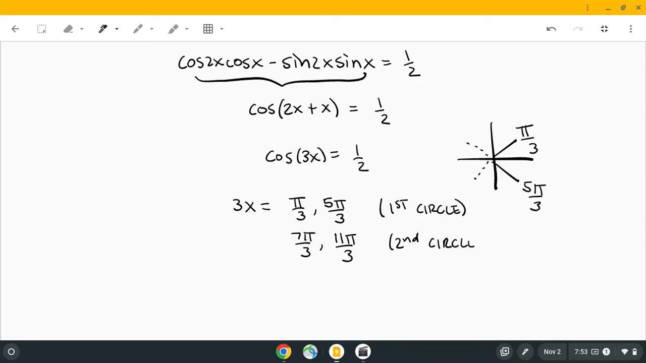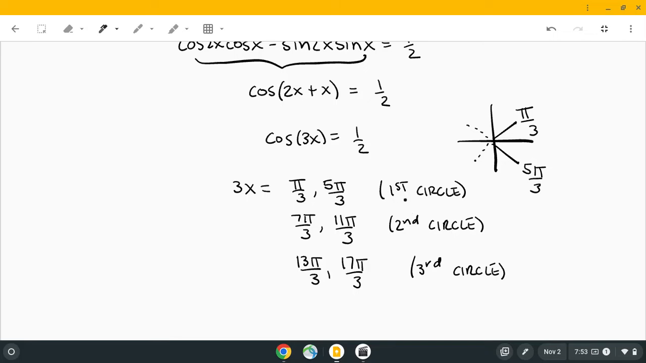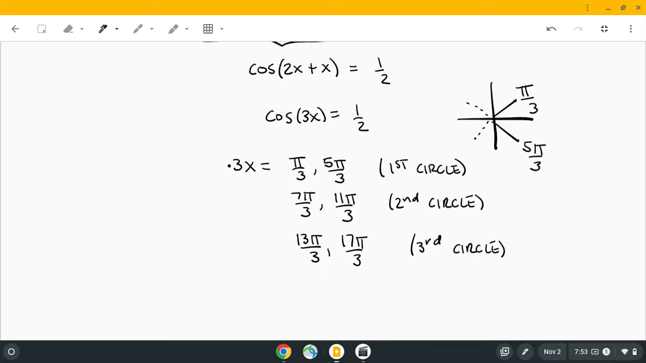If I go another circle, we left off on 11. This is 12, 13. I'm on my third circle here: 13, 14, 15, 16, 17. All right, so I have these here. I did my 3 circles of answers because our multiple is 3.